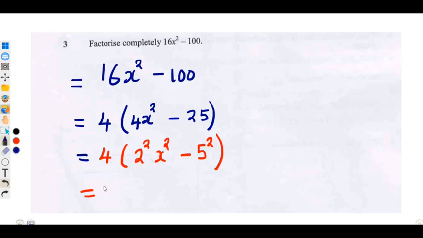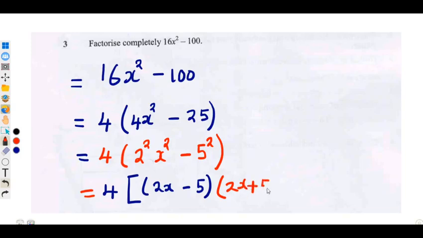So this will be written as 4 open square bracket. Then we are going to write 2x minus 5. We cross. Then we are also going to write 2x plus 5. We cross. Okay, so this is our answer. So we have answered our question 3. We now move on to another question.